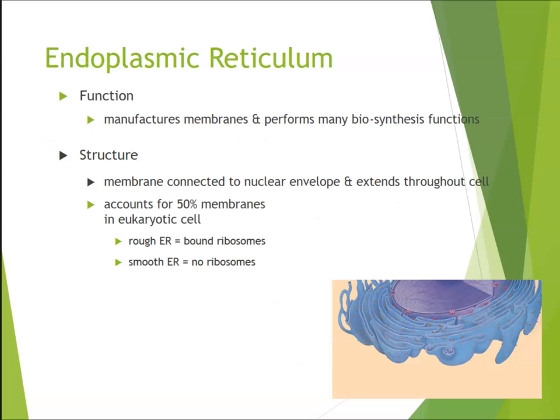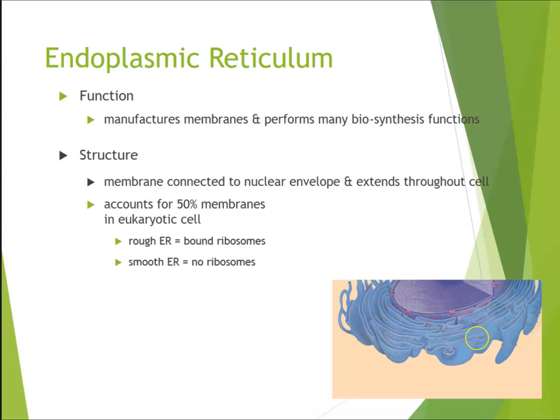First up is the endoplasmic reticulum. Its main function is to manufacture membranes and perform many biosynthesis functions. Remember, synthesis is to build, so we're building molecules. The structure is a gigantic membrane that is connected to the outside of the nucleus, the nuclear envelope, and it extends throughout the cell. It accounts for about 50% of the membranes in all eukaryotic cells.